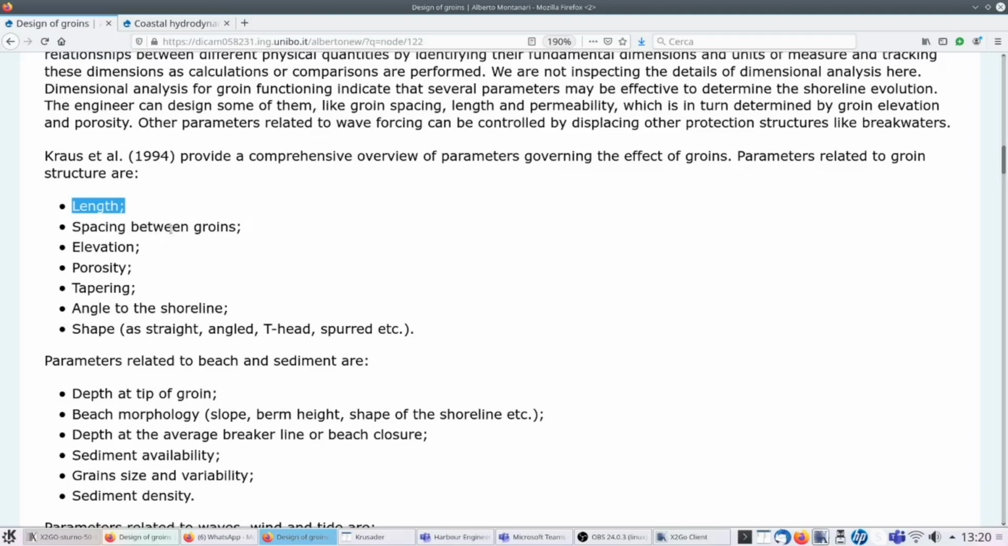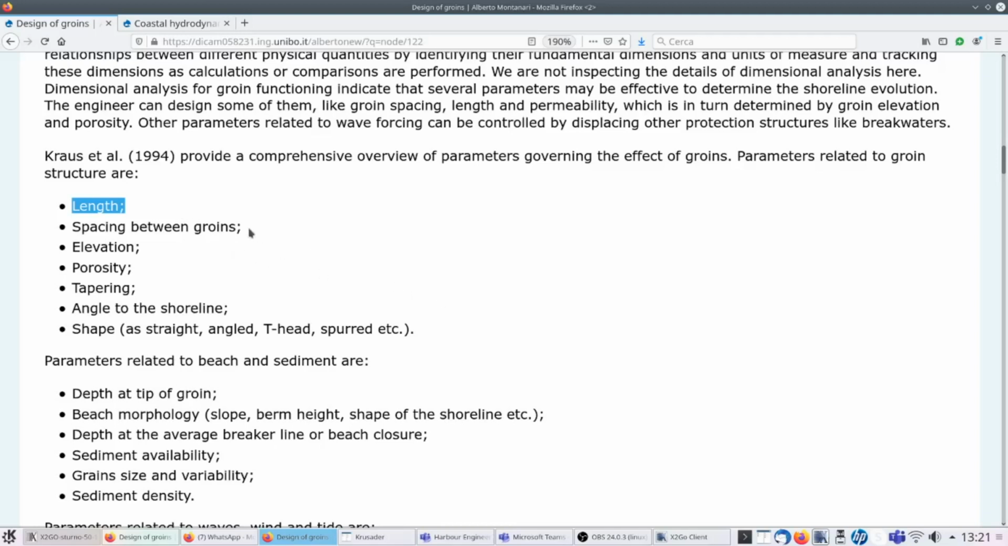Okay, downdrift, this is the term which I didn't remember before. So if you make a long groin, you give some more erosion downdrift. If you shorten the groin, of course, the effect is more gradual.